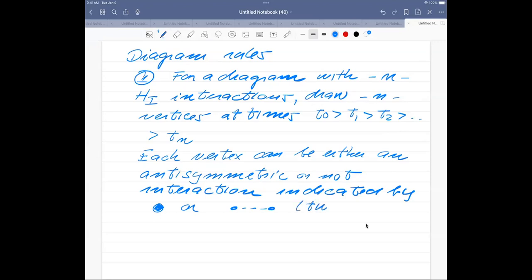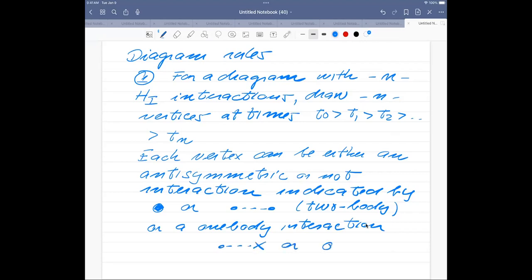So we can have two-body interactions, or we can have three-body interactions, but we're assuming that we have a two-body interaction only. Or a one-body interaction, or vertex, as it's often called, which we would typically label with something like this. Or you may see something which looks like this. So this depends on what you actually mean by that. So there are different notations here.